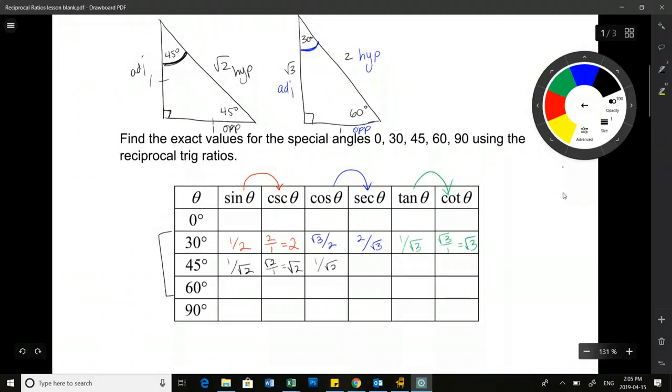Cosine is actually the same because this is an isosceles triangle. So secant ends up being root 2 over 1, which reduces to root 2. And then tangent is actually equal to 1 over 1, which reduces to 1. What's the reciprocal of 1? 1. So cotangent of 45 is also equal to 1.